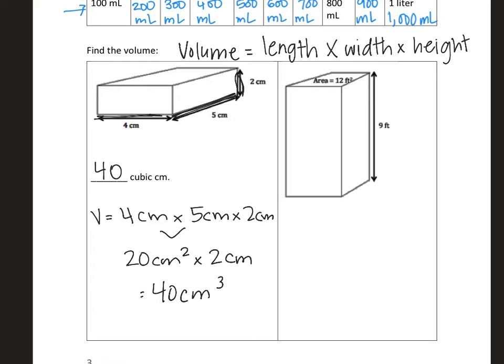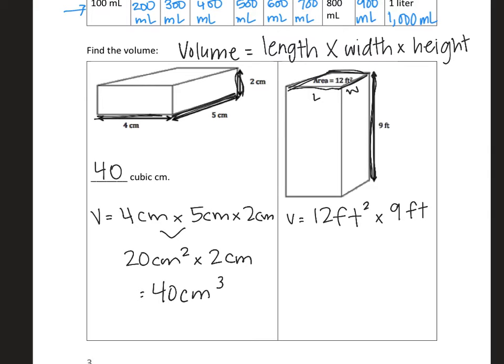All right, on the next one, I can see that they already gave us the base here. The area is 12 square feet. All right, so if they already gave us the length and the width, which is how they got the area, then all we have to do is multiply that by the height to find the volume. So at the bottom, I'm going to write my volume equation, which is going to just be 12 square feet, because again, they already gave us that, times 9 feet.